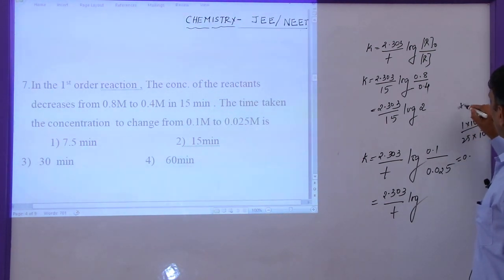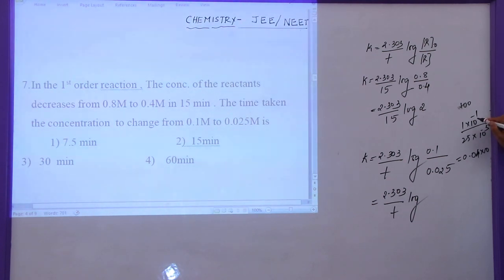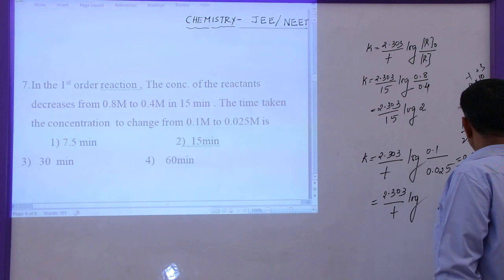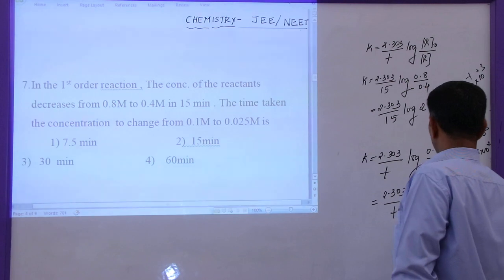Now 10 to the power minus 3 goes up, so we get 10 to the power minus 1 into 10 to the power plus 3, so minus 1 plus 3 equals plus 2. So we can write it as 4 into 10 to the power minus 2, and 10 to the power plus 2 will be cancelled. The final answer we get is 4. This answer is log 4.